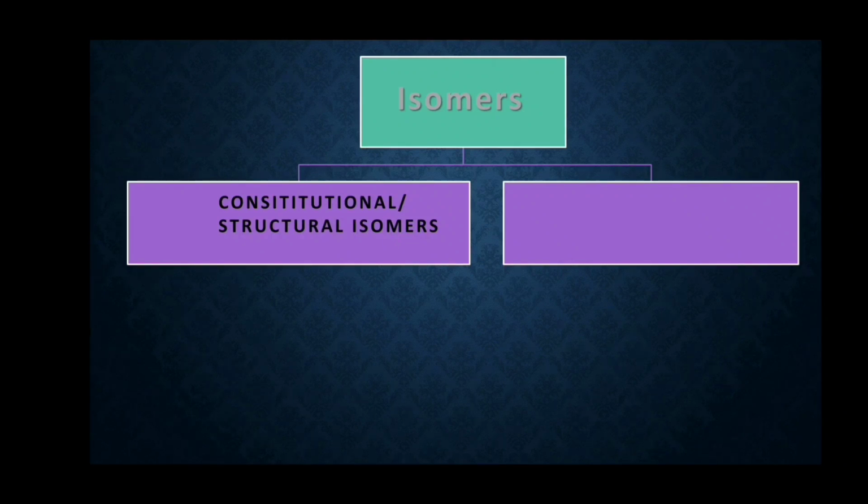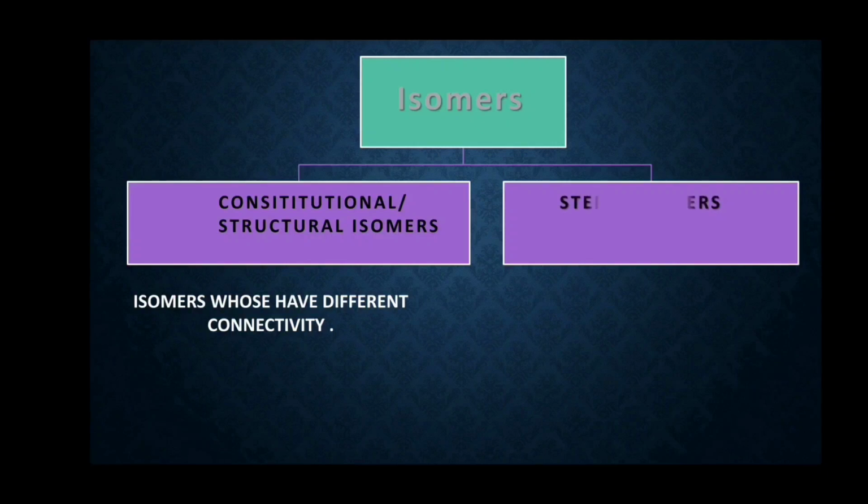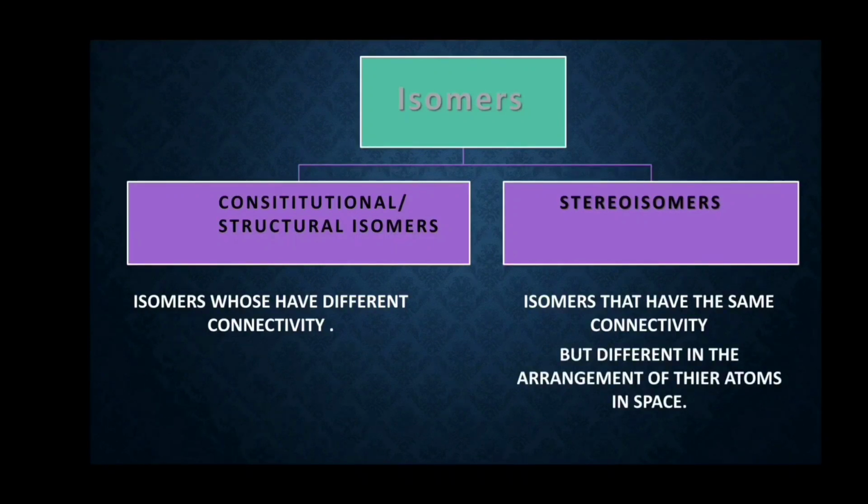The first section is constitutional or structural isomers, isomers which have different connectivity. The second one is stereoisomers, isomers that have the same connectivity but differ in the arrangement of their atoms in space.